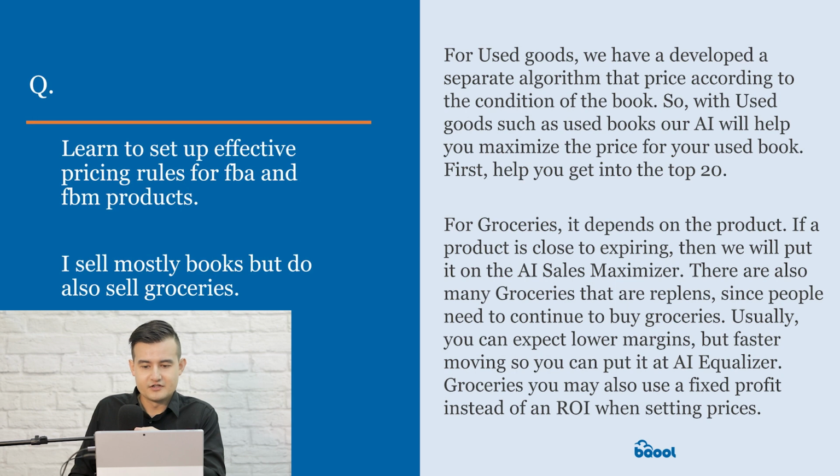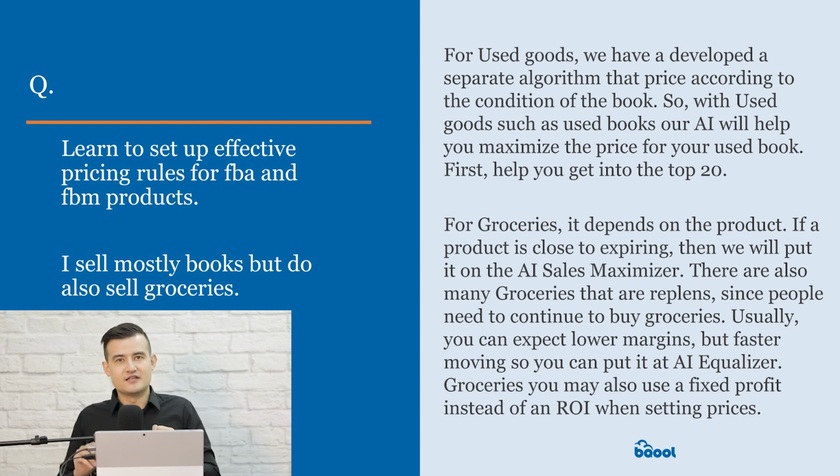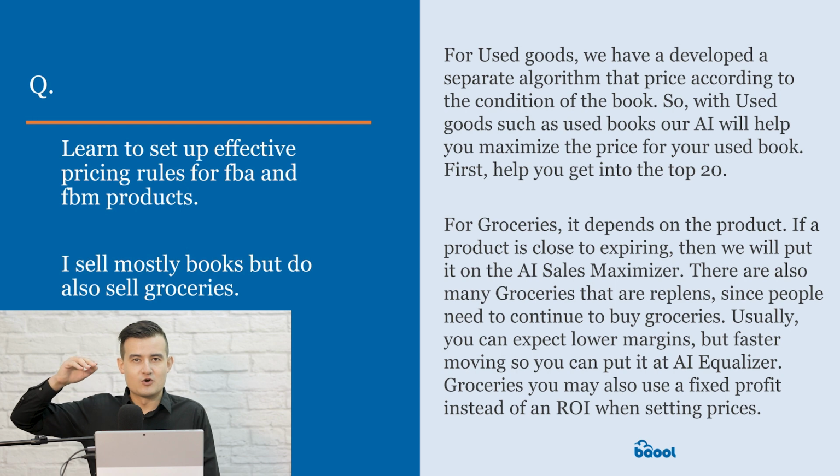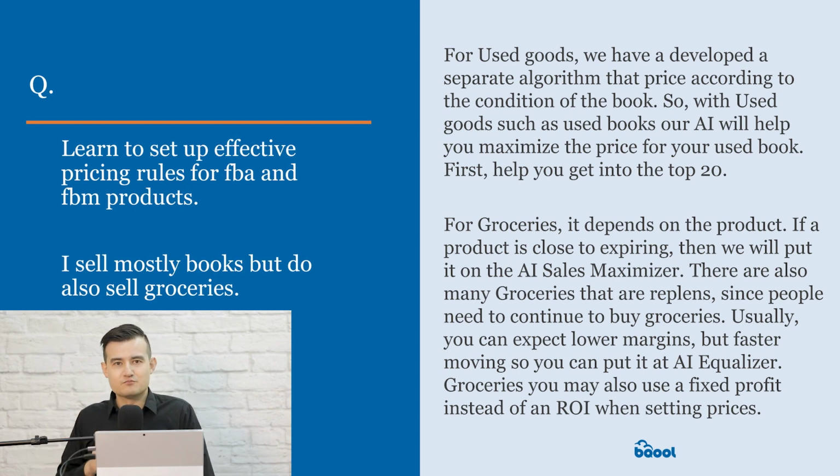For used books, we have an algorithm that helps you, and this is very unique because if you use rule-based and you're already outside of the top 20, then you're not going to be repricing. So that's why it's very important to use the AI repricer for used books, and we have a lot of people who use that.